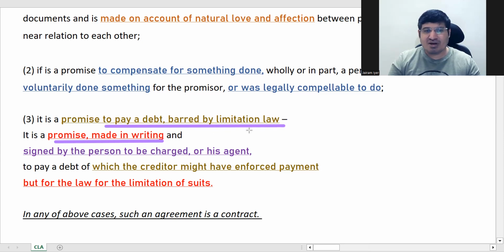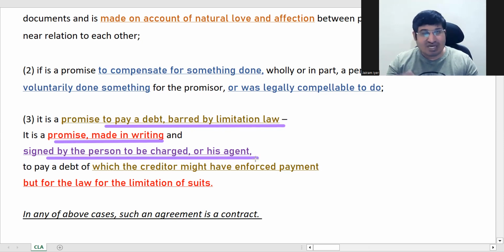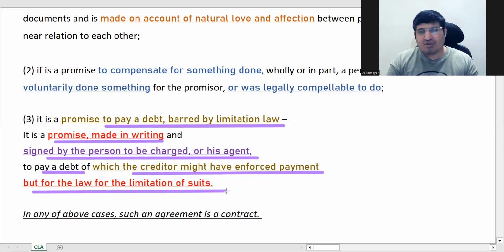If limitation law is applied to all commercial contracts, then many people will end up in a loss, correct? In commercial transactions, many transactions happen after 5 years, 8 years, like for long-standing transactions. So that's why, if it is a promise made in writing, signed by the person to be charged or his agent, your debtor basically, promising in writing to pay a debt of which the creditor might have enforced payment but for the law of limitation.